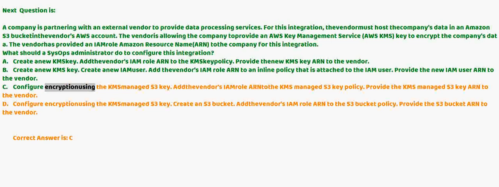C. Configure encryption using the KMS managed S3 key. Add the vendor's IAM role ARN to the KMS managed S3 key policy. Provide the KMS managed S3 key ARN to the vendor. D. Configure encryption using the KMS managed S3 key. Create an S3 bucket. Add the vendor's IAM role ARN to the S3 bucket policy. Provide the S3 bucket ARN to the vendor. Correct answer is C.